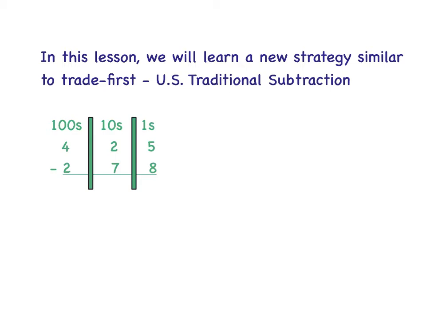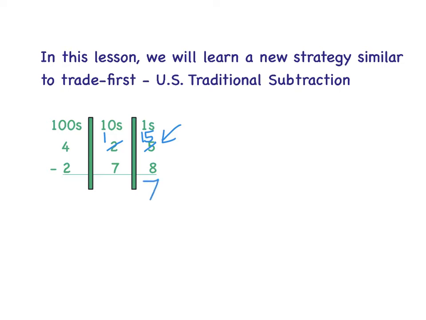So we've got our problem set up. I've got 425 minus 278. I'm going to look at our ones column to start with, and of course I can't do 5 minus 8. So I'm going to go ahead and regroup. So I'm going to take a group of 10 from here, and I'm going to add that group of 10 to the ones. So now instead of 5, I have 15. Now 15 minus 8 is going to be what?